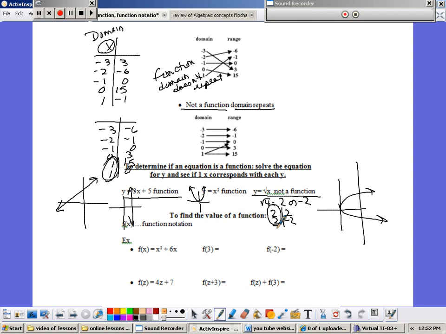To find the value of a function, you can use what's called function notation. Function notation is, instead of calling everything y, we give it a letter like f or h or g, so that we can tell you which equation to go to.